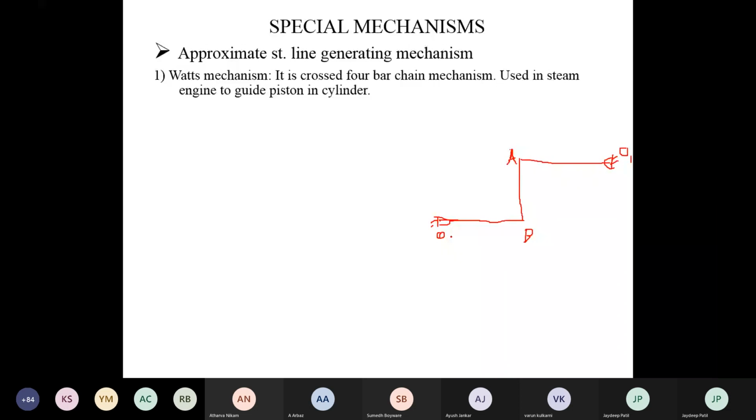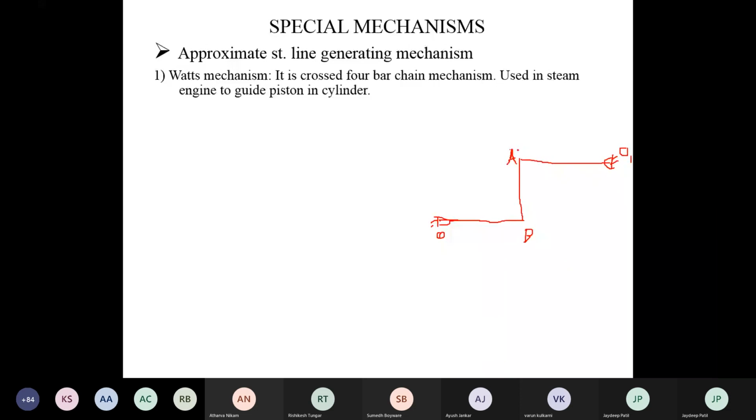Now tell me, how many links are in this mechanism? There are 4 links. Which are the 4 links? OB, AB, O1A, and O O1, which is the fixed link. This is the first one. Then OB, AB, and O1A. Now AB is perpendicular to OB and O1A. If you observe here, at the initial position, O1A and OB are parallel, and AB is perpendicular to them.